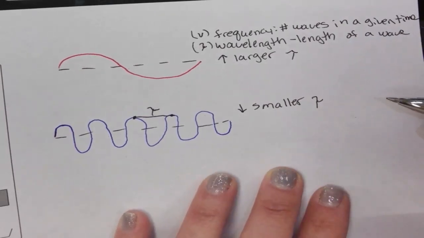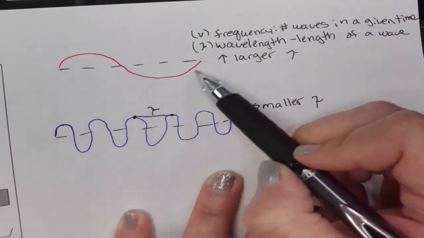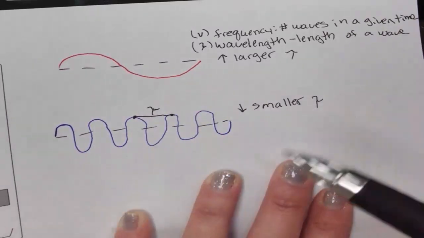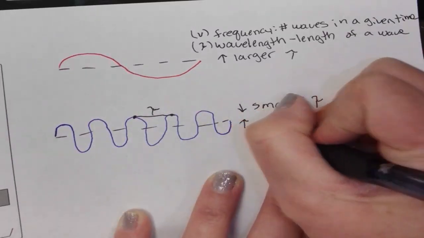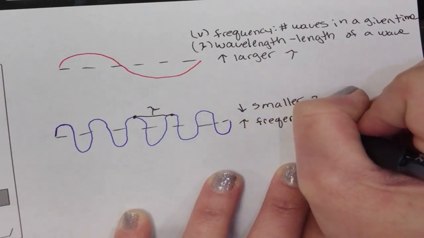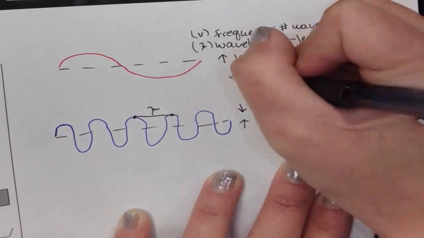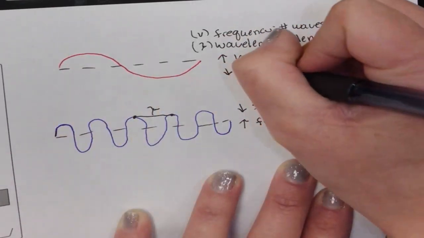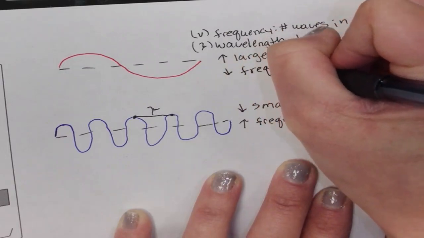Now, what did we notice about the frequency? The red has 1 wave. The blue, we said, had 5. So there's a higher frequency for the blue. And there was only 1, so a lower frequency for the red.